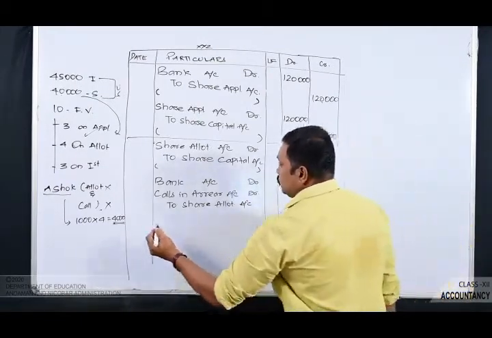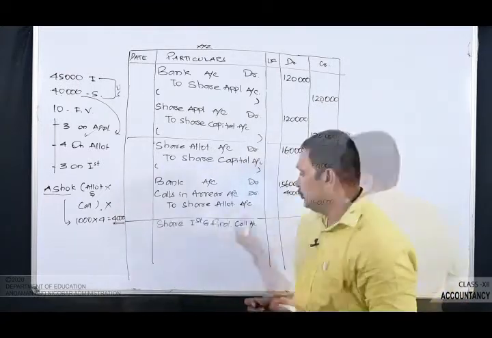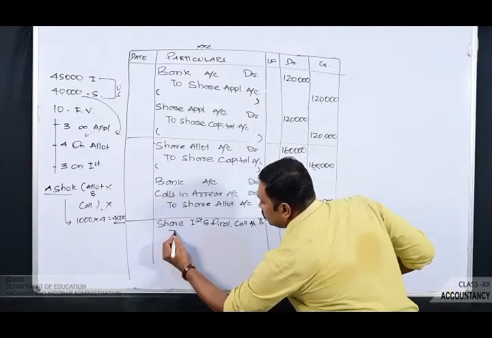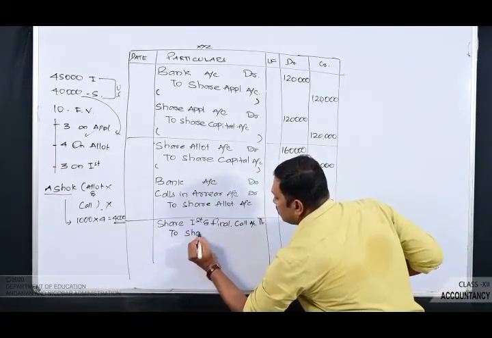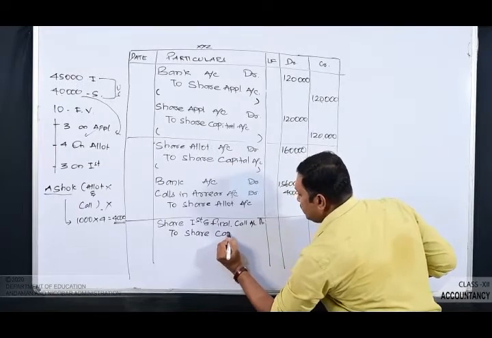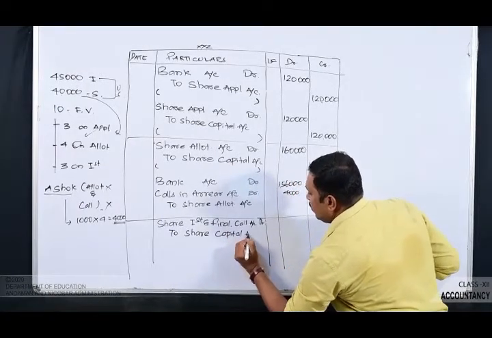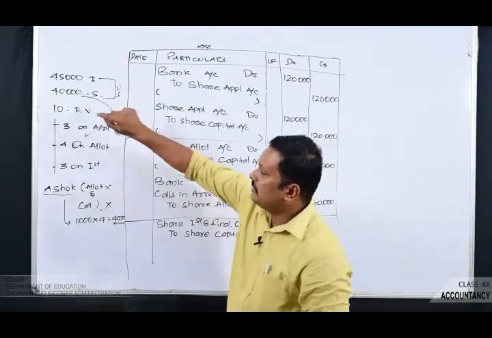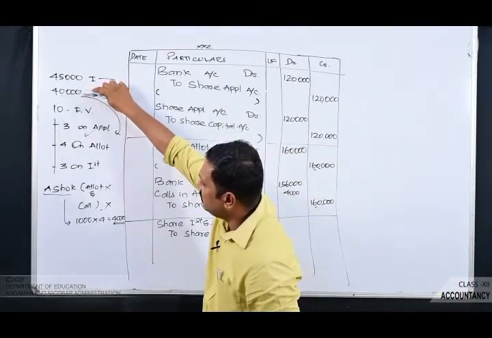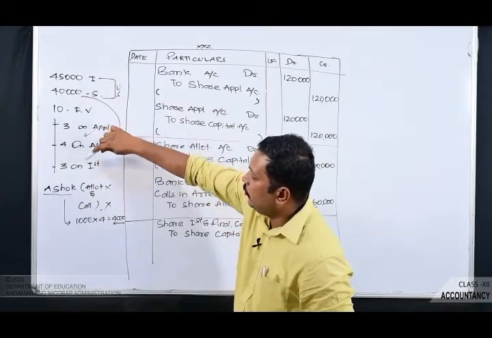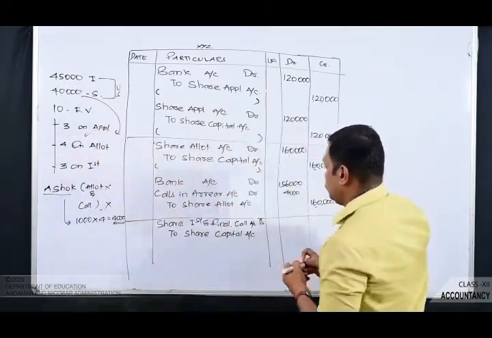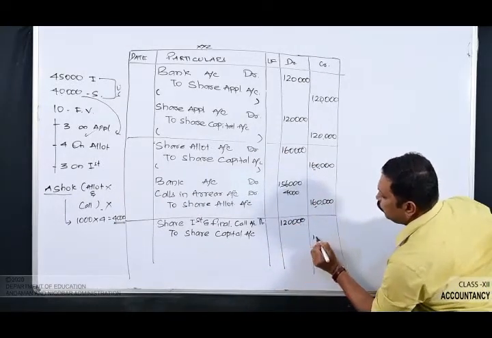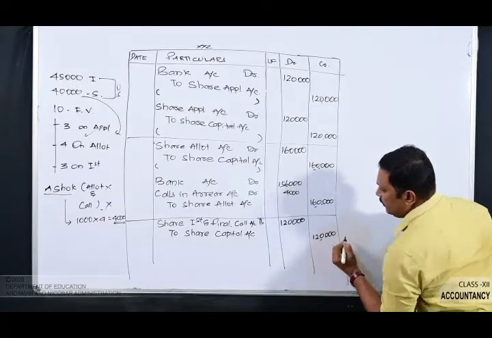Okay. Next, proceed to the first call. Share first and final call account debit to share capital account. What will be the amount? How many shares are subscribed? 40,000 shares subscribed, and you have to pay how many rupees? 3 rupees. So 4 3s are 12, that is 1,20,000 receivable, due for the first call. This is the third installment.